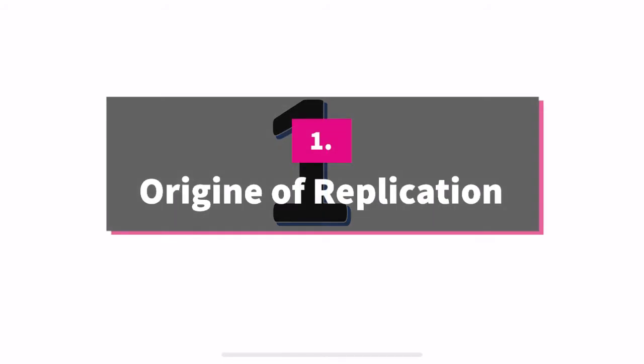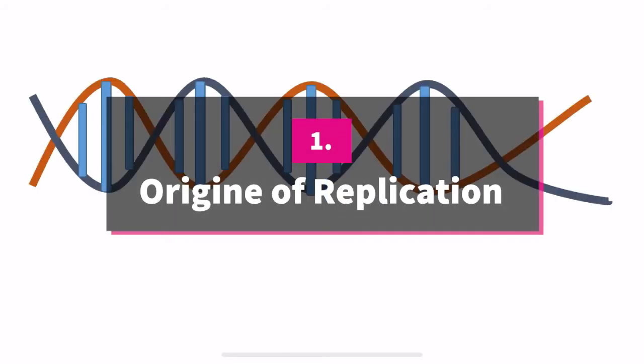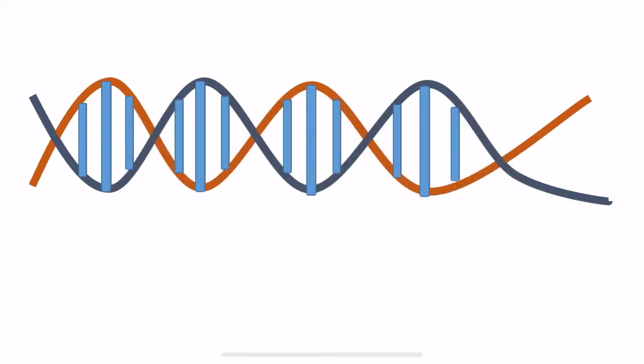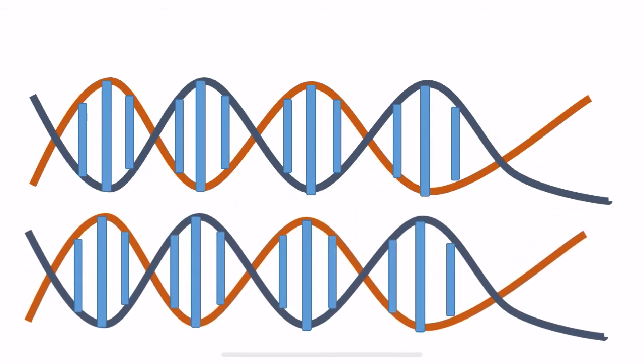Now, the first step, that is origin of replication. It begins with our DNA, where the replication of DNA begins at a specific point called the origin of replication, or ORI. This is the place from where the DNA replication will start. It is always found in each and every molecule of DNA, with the help of which we can get our DNA in a double form, so it will multiply again and again.